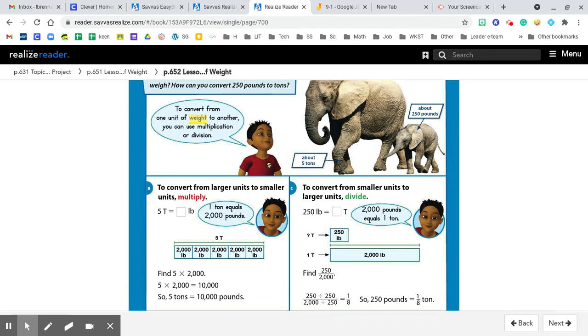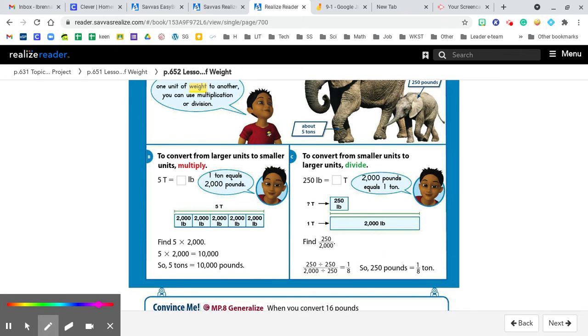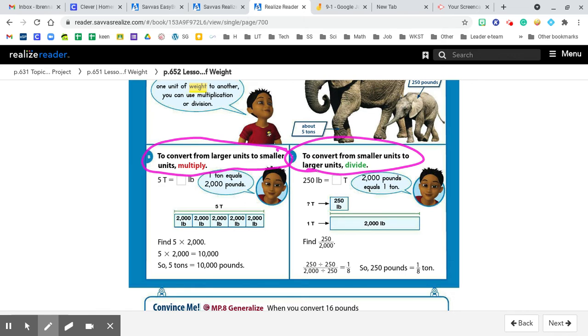To convert from one unit of weight to another, you can use multiplication or division. And remember, we want to have this written somewhere handy on a note card, so we can always see it. To convert from larger units to smaller units, we multiply. And from smaller units to larger units, we divide.